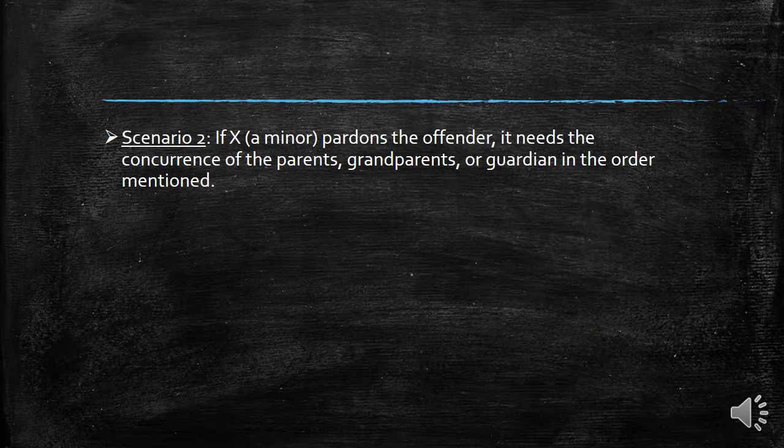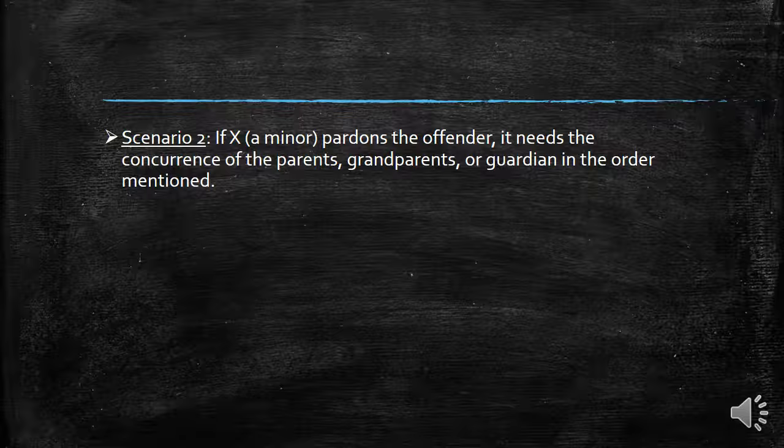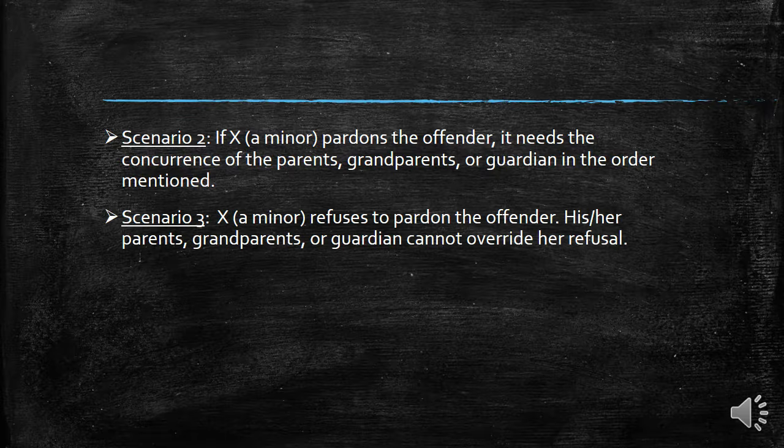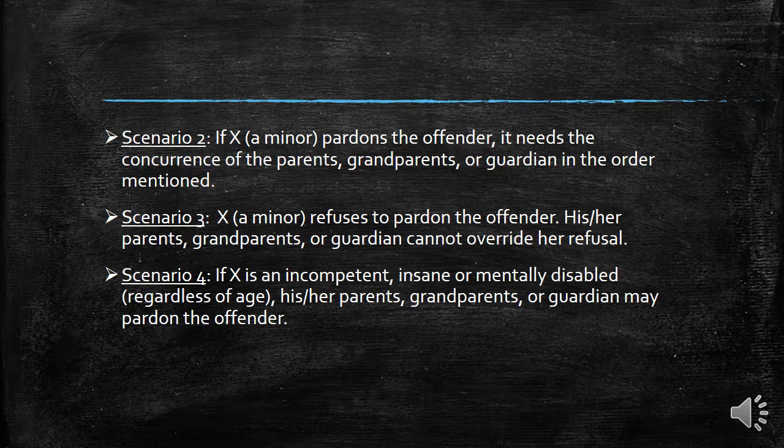Scenario number 2. If X, who is a minor, pardons the offender, this time, the pardon needs the concurrence of the parents, grandparents, or guardian in the order mentioned. Scenario number 3. X, who is a minor, refuses to pardon the offender. Can the parents, grandparents, or guardian pardon the offender on behalf of the minor? The answer is no. They cannot override her refusal to pardon the offender.